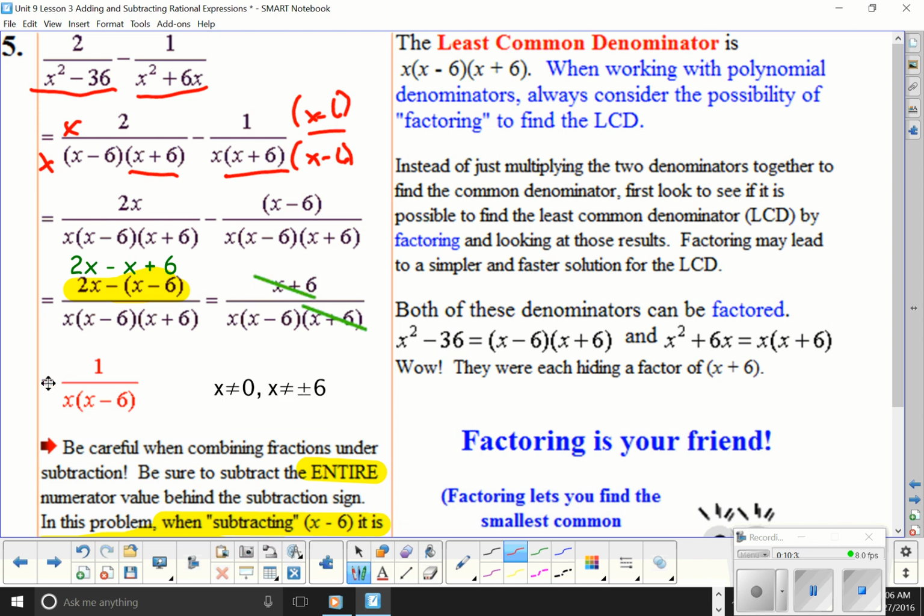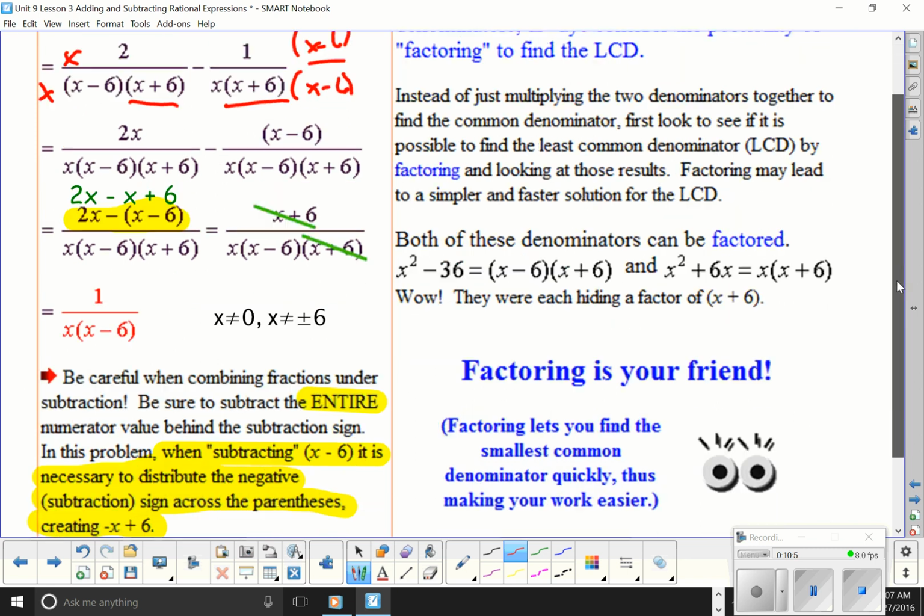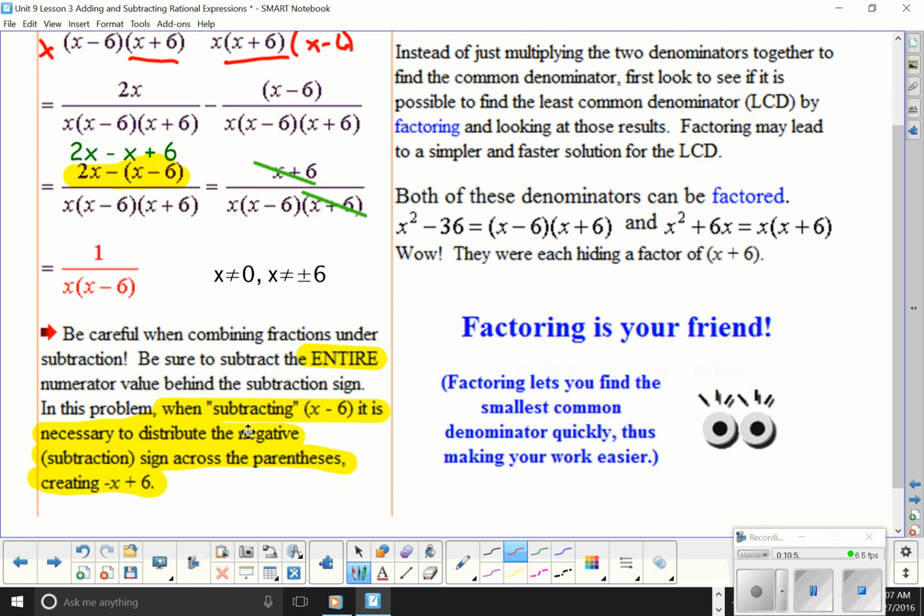Remember, x does not equal 0, x does not equal plus or minus 6, because I have to look at the original. Be careful when combining fractions under subtraction. Be sure to subtract the entire numerator value behind the subtraction sign. In this particular problem, when subtracting x minus 6, you do minus x plus 6. Both of these denominators were factorable. Factoring is your friend. Factoring lets you find the smallest common denominator quickly, thus making your end result easier to work with.